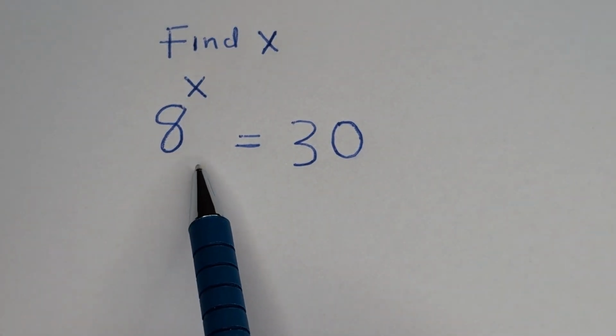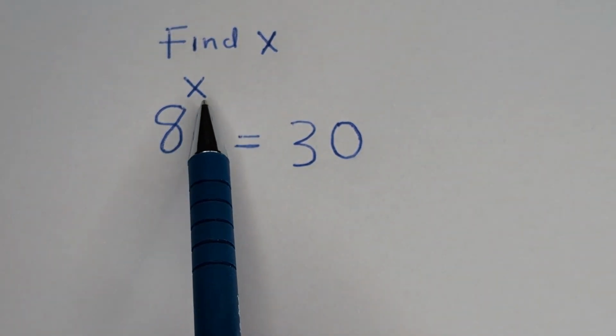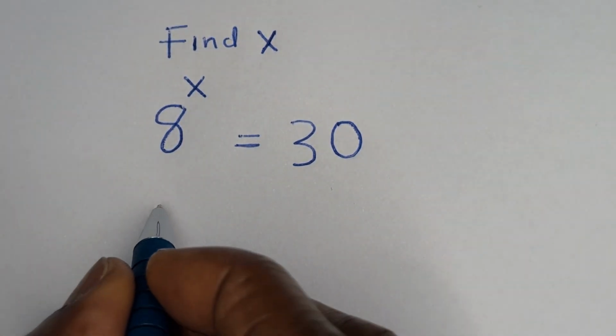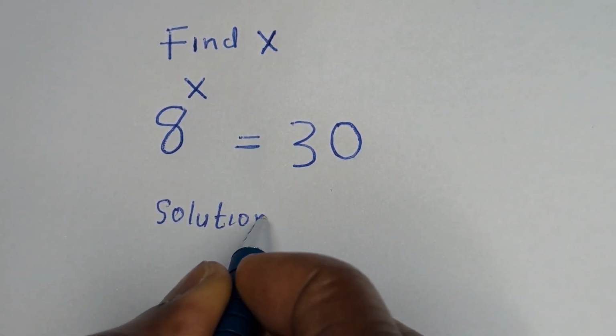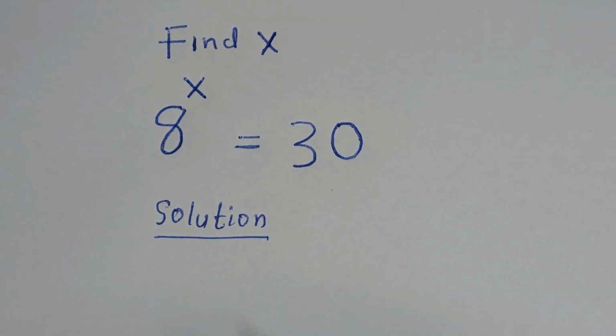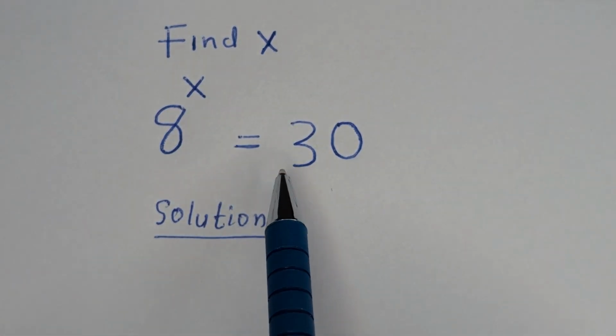Hello, how to solve for s in this equation? 8 raised to power s is equal to 30. Solution. Eight raised to power s is equal to 30.